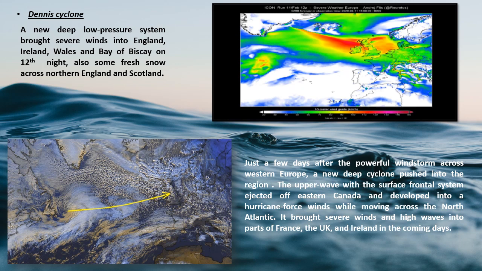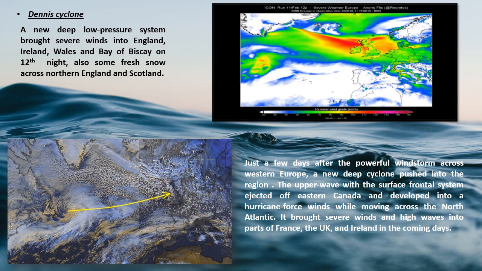So a new deep low pressure system brought severe winds into England, Ireland, Wales, and the Bay of Biscay on the night of February 12th. Just a few days after Storm Ciara, the European continent was battered with a new cyclone, and it was named Dennis.